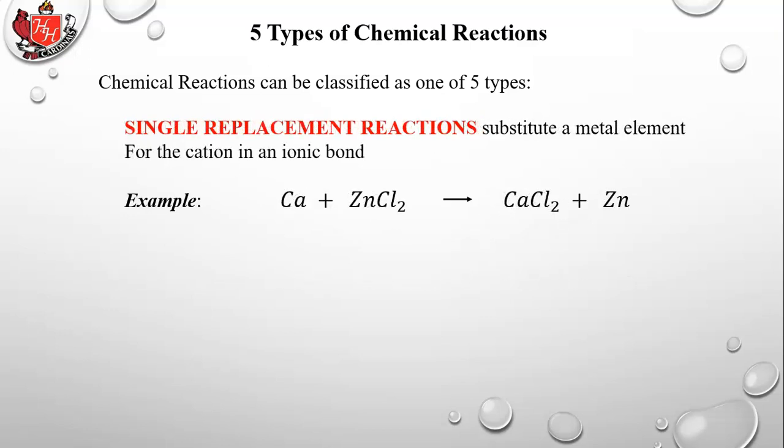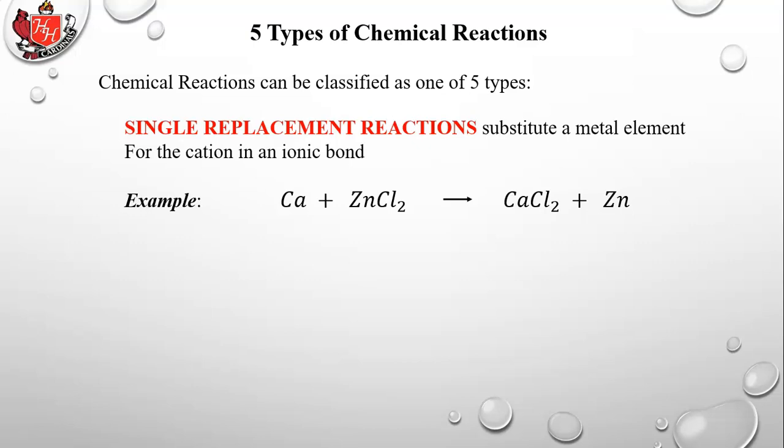Finally, the 5th of the types of reactions is called a single replacement reaction. So single replacement reactions substitute a metal element for the cation in an ionic bond. So there you see calcium sitting as a lone element out there. It's electrically neutral, has the same number of electrons as protons, no charge to it. And then you see an ionic compound with zinc. And zinc is positively charged.